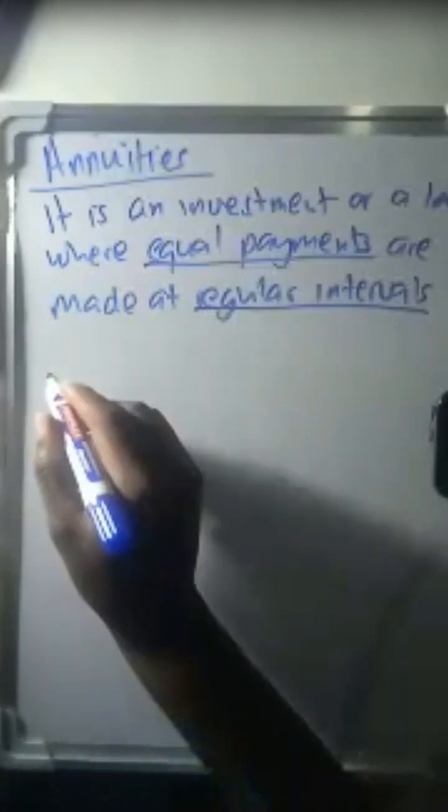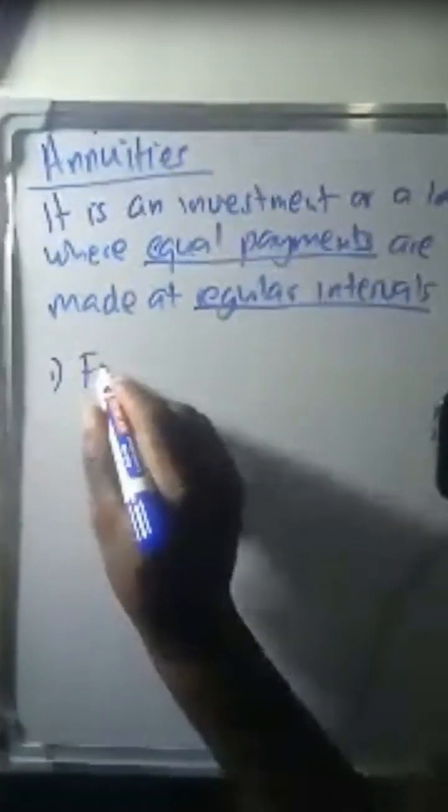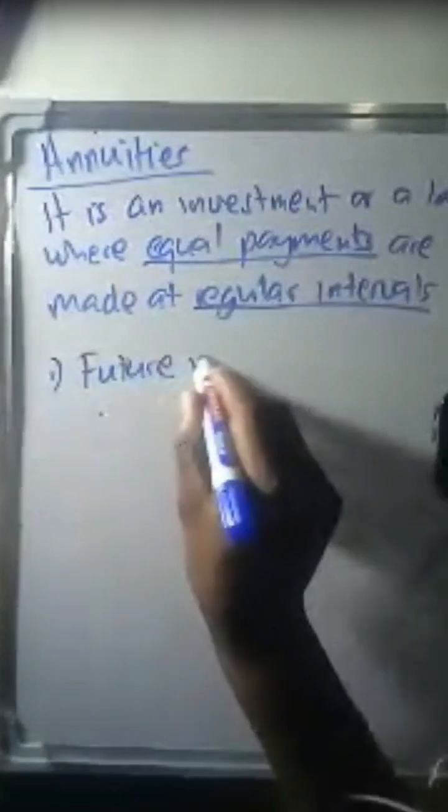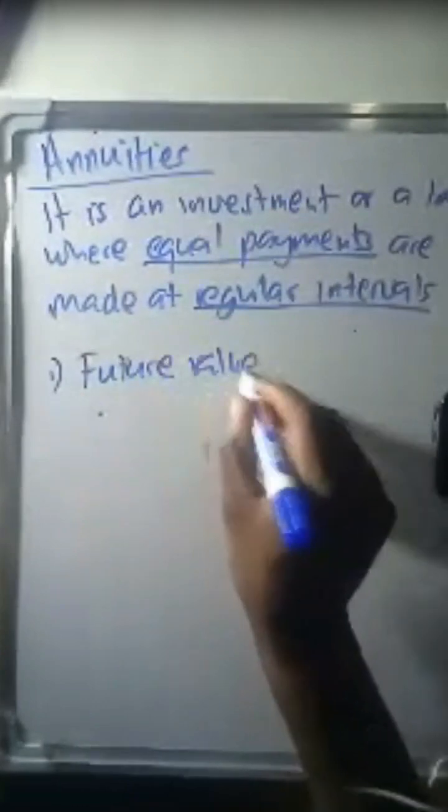So we have two types. Number one, we have what is called future value annuity.